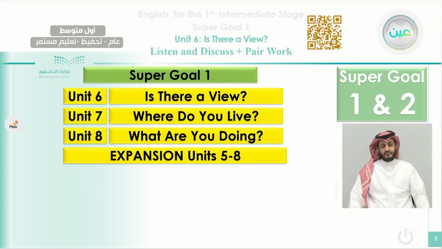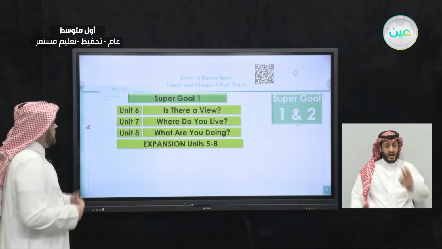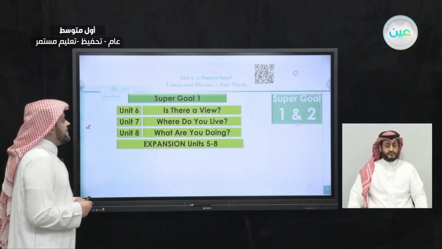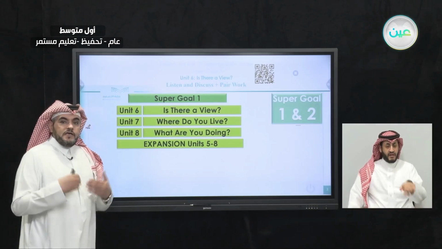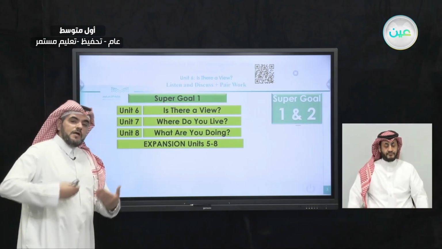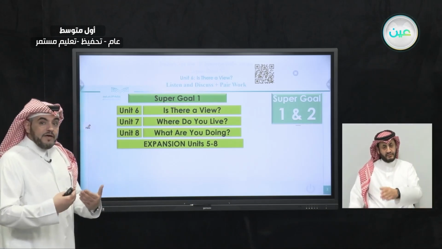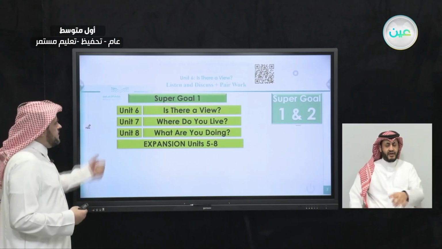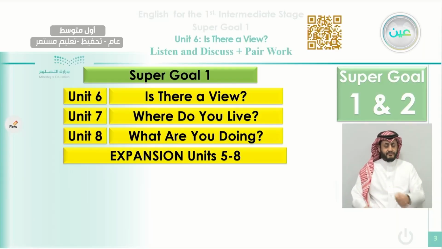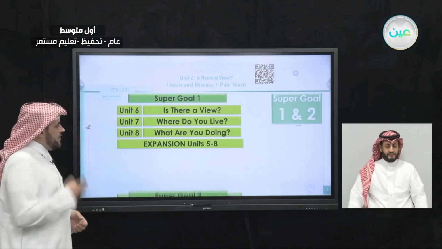Also, you're going to study Where Do You Live? This is also the title of the next unit, which is unit number 7. Unit number 8 is under the title, What Are You Doing? After these 3 units, we are planning to stop to make a quick revision on these 3 units. That is called expansion units. We will make a revision on units 5 to 8.